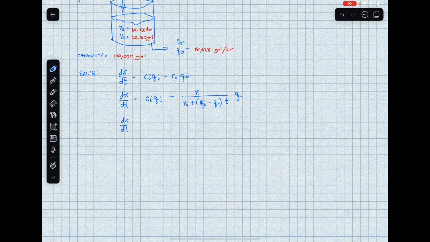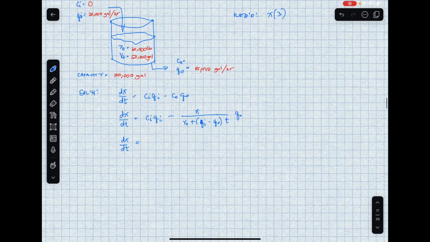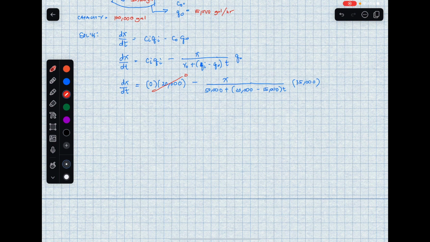So we substitute. The good thing here is the input concentration is 0, since that is fresh water, so Ci Qi becomes 0. Qi is 20,000. Minus x, which we do not know, that's the one we are finding. The initial volume is 50,000, plus input flow rate 20,000 minus output flow rate 15,000 times time, and the output is 15,000. So this one becomes 0.